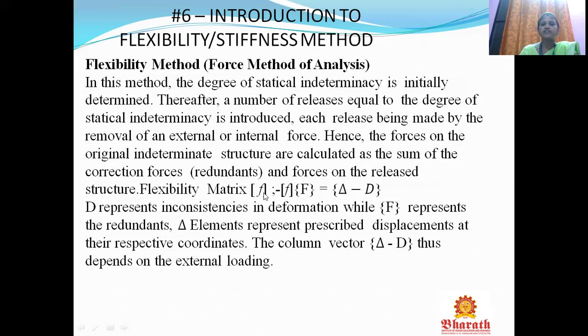The flexibility matrix they are taking in terms of a matrix. The formula is matrix F equal to del minus D, where D represents the deformation, and F represents the redundant. Redundant is nothing but force. Next is del. Del is the element that represents prescribed displacement at the respective coordinates. The column vector del minus D thus depends upon the external loading. So this is about the flexibility method.